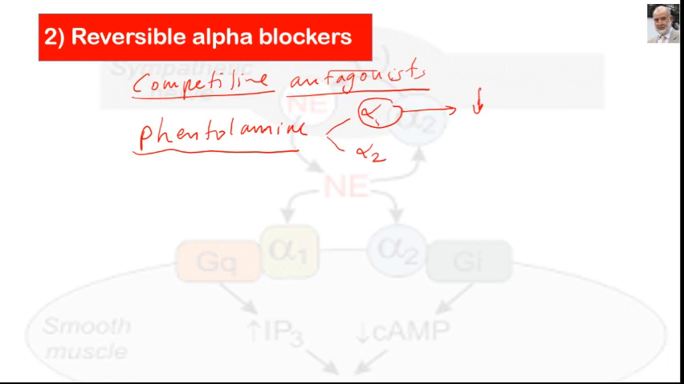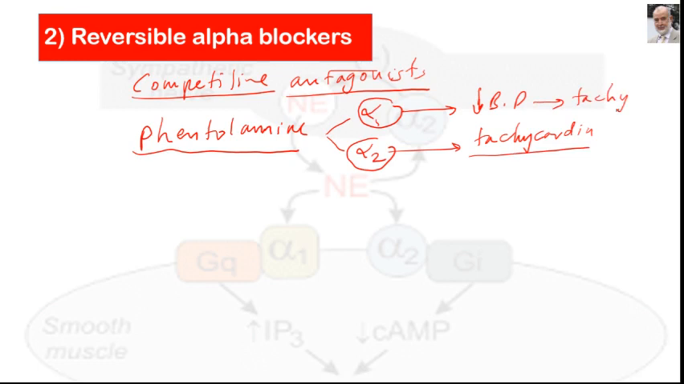And by blocking the alpha-2 receptors, it can produce tachycardia. Therefore, the same thing: decreased blood pressure will stimulate the baroreceptor reflex, and it can produce tachycardia. Therefore, phentolamine can produce decreased blood pressure plus tachycardia. This is why phentolamine is not preferred to decrease the blood pressure.